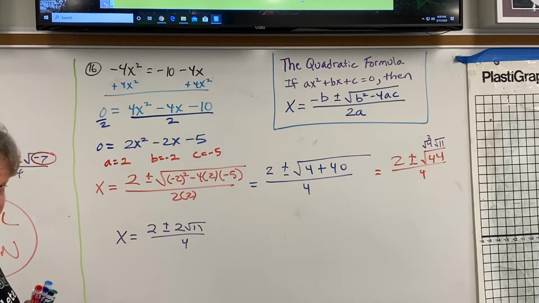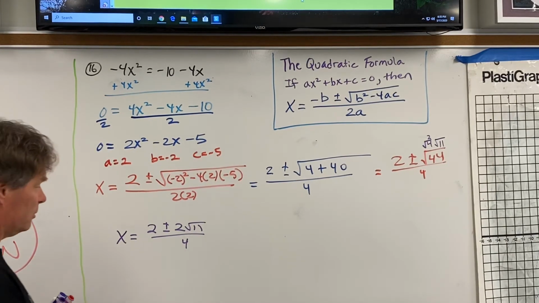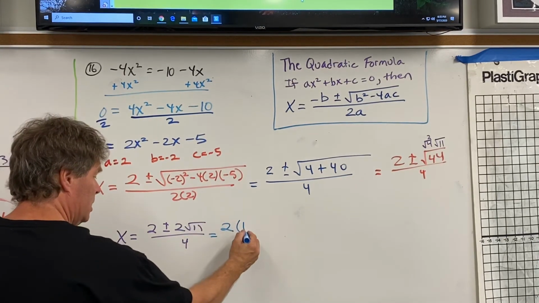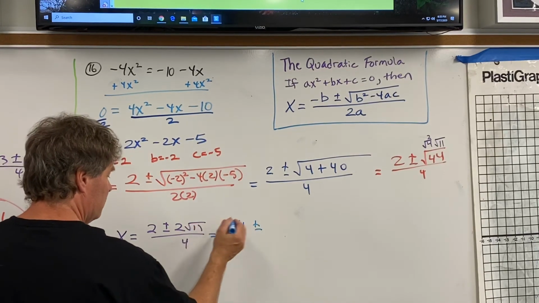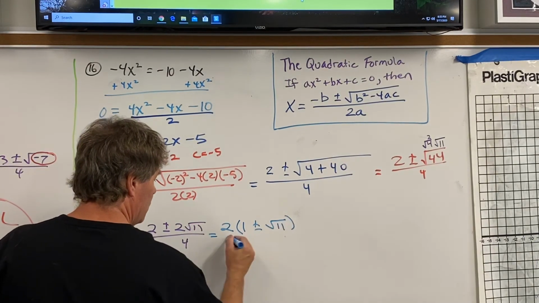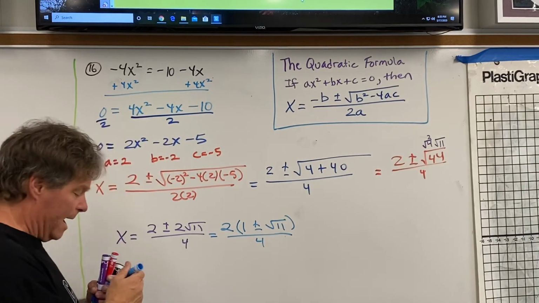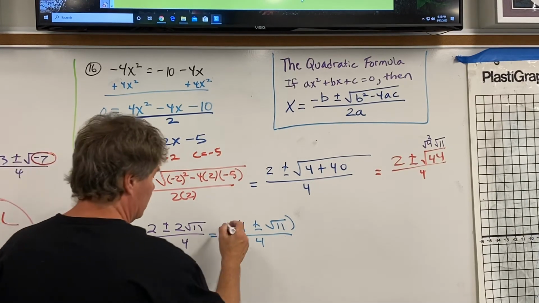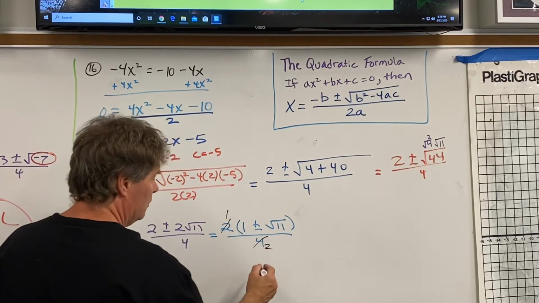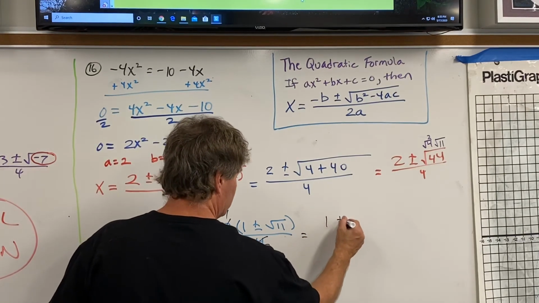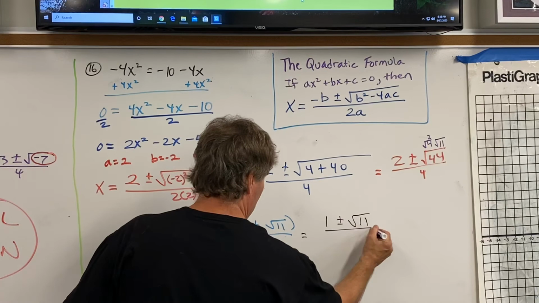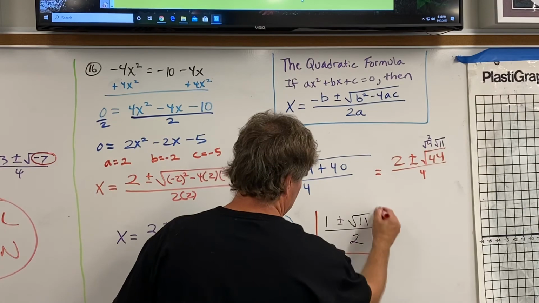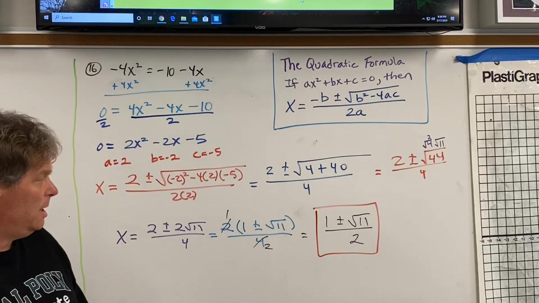Now, everything has a 2, so I can actually factor it out. 2 divided by 2 is 1, plus or minus 2 root 11, divide out the 2, square root 11, over 4. Now it's multiply. So when it's multiplied, then I can cancel. So I can make this a 1, make this a 2, and I get 1 plus or minus the square root of 11, the whole thing over 2, and that's as simple as it gets. Cha-ching. How about that?